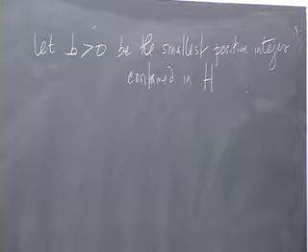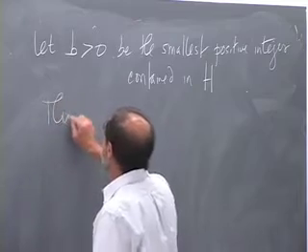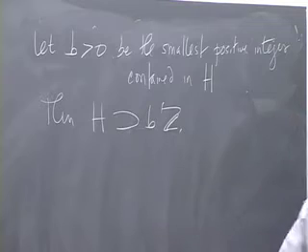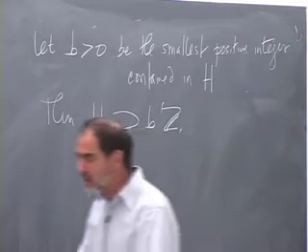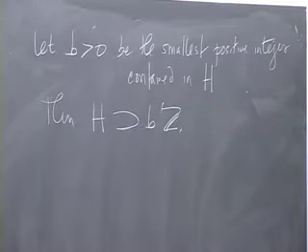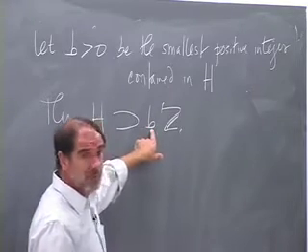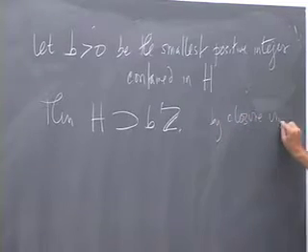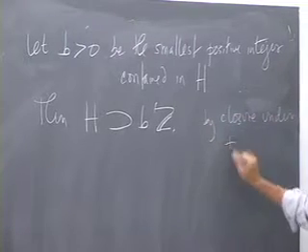Then the first observation is that H contains all multiples of b. Because once it has b in it, it has b plus b, which is 2b, and then it has b plus b plus b, which is 3b. And then it has minus b, which is the inverse of b, and then it has minus 2b, which is the inverse of 2b. Everyone agree to that? So once we find the smallest possible positive integer in it, it has to contain all multiples of this by closure under addition and inversion.